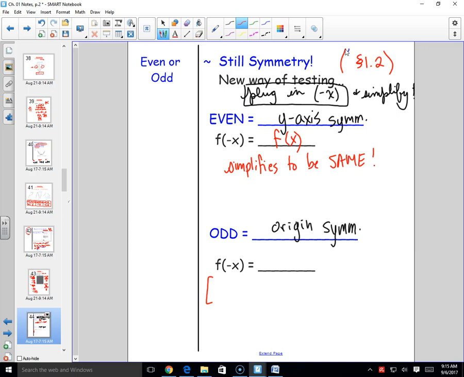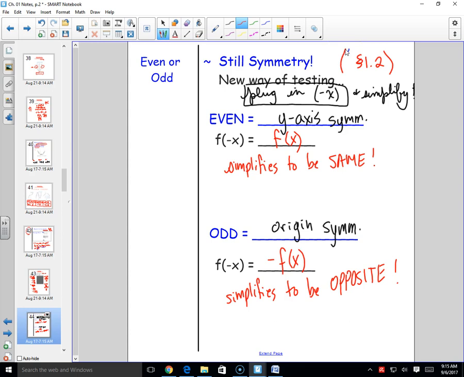If plugging in negative x ends up being the opposite, which is seen by a negative of the original, then the function has odd symmetry, or origin symmetry.